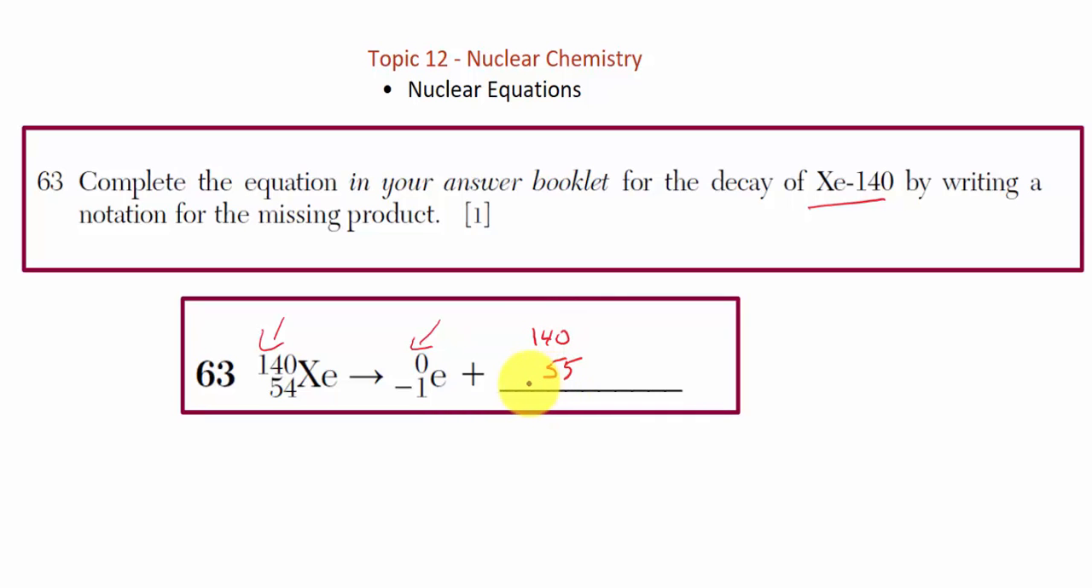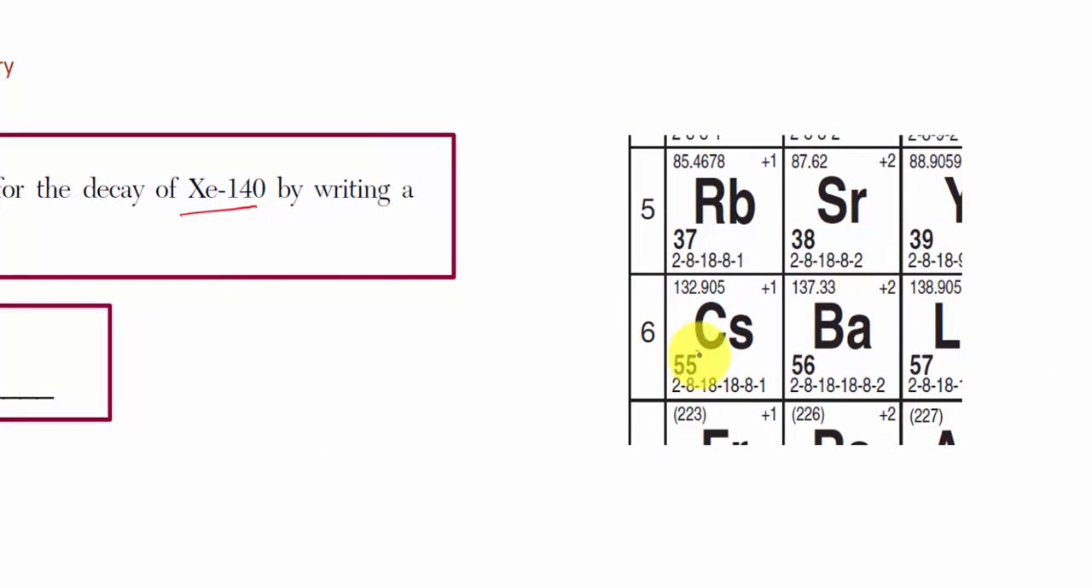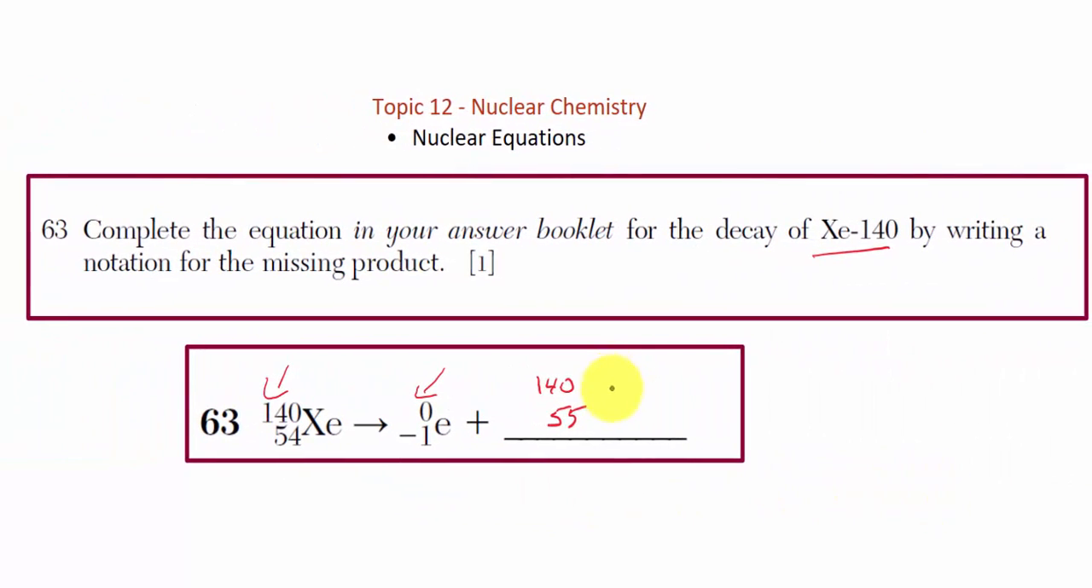Now to identify what that particle is, we'll use the atomic number. We'll refer to the periodic table and look up element number 55, which you can see here is cesium. And we'll come back and finish our answer by putting Cs for cesium. This is a cesium-140, 140 over 55.